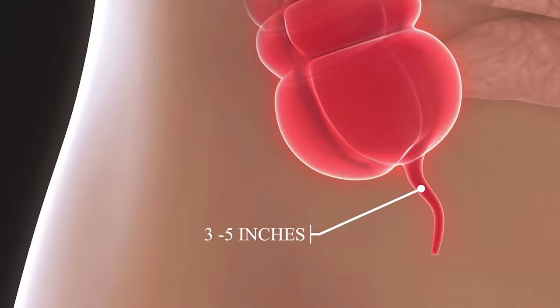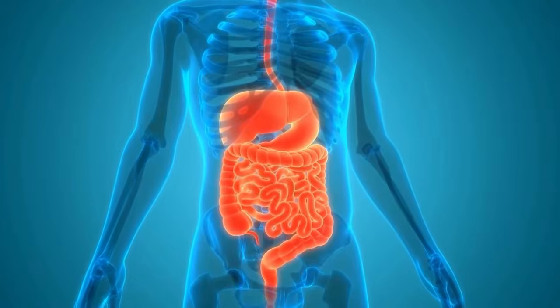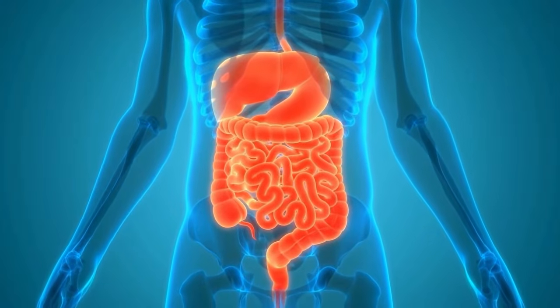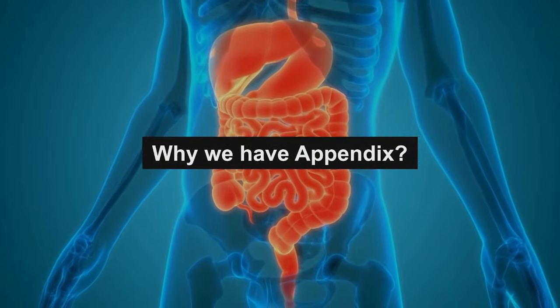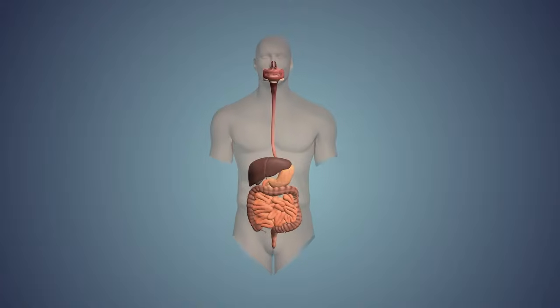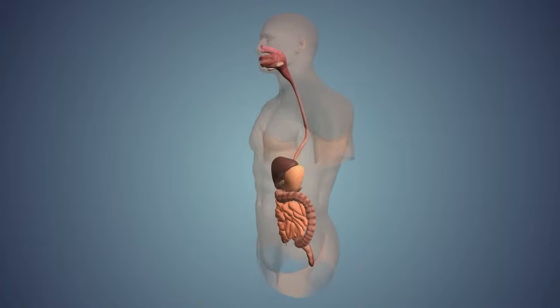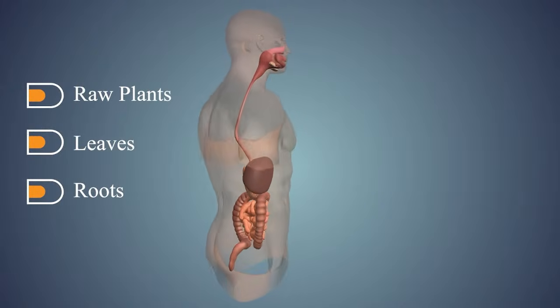Even though it's tiny and doesn't play a big role in digestion like the stomach or small intestine, its structure and position tell us a lot about its past and maybe even its purpose today. Why do we have an appendix? To understand why we have an appendix, we need to go back to our evolutionary history. Millions of years ago, our ancestors had very different diets. They ate lots of raw plants, leaves, and roots, which are hard to digest.